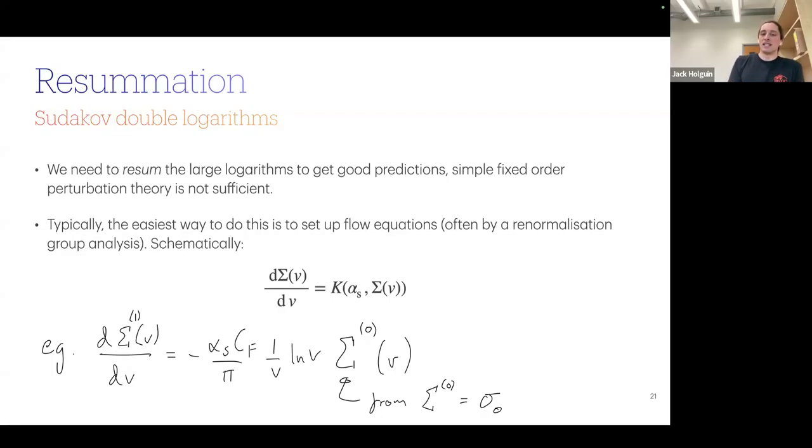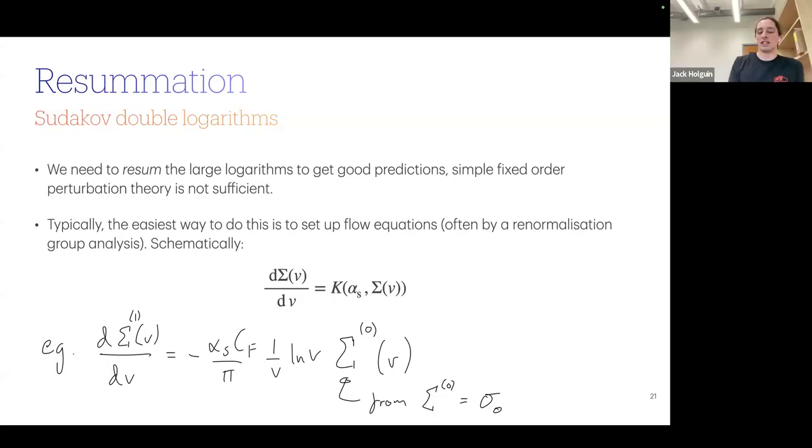Very typically, the easiest way to do a resummation is to set up some sort of evolution equation in the observable, or flow equation. This is often achieved by renormalization group. One person before the talk asked me if I would mention SCET at all. This is what SCET does for you, and that's about as far as I'll say on that topic. But here's a very simple example of how this could work.